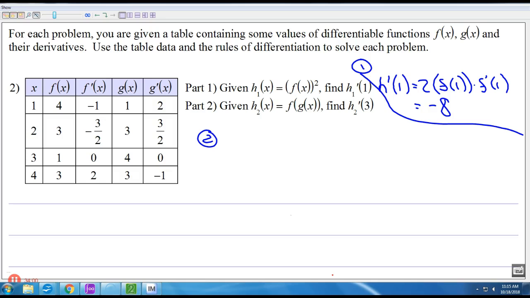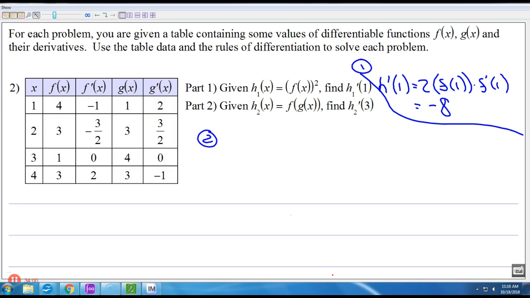Tomorrow we can start doing, we can combine the rules. So now you get a problem that has product and chain in it, or quotient and chain, or product and quotient, or mixing everything up. Mostly it's product and chain. And it just becomes a ton of algebra.